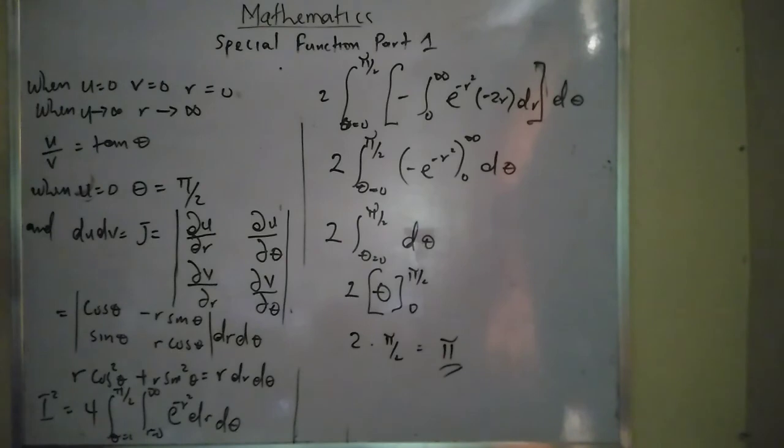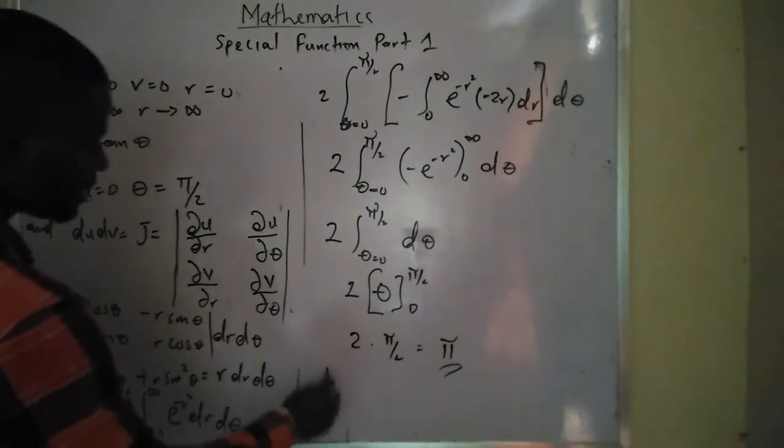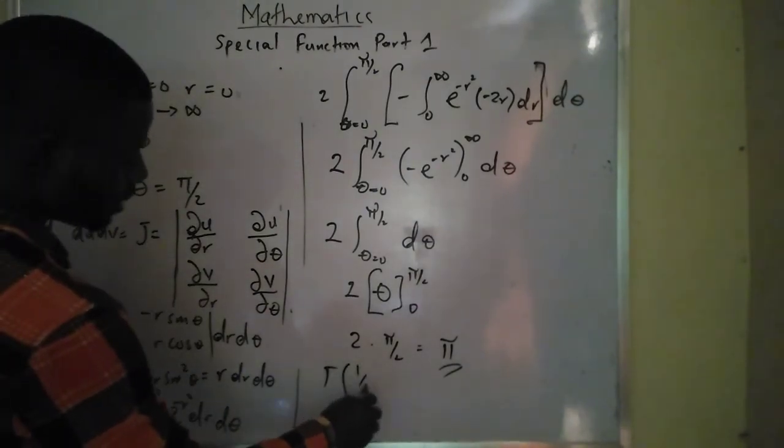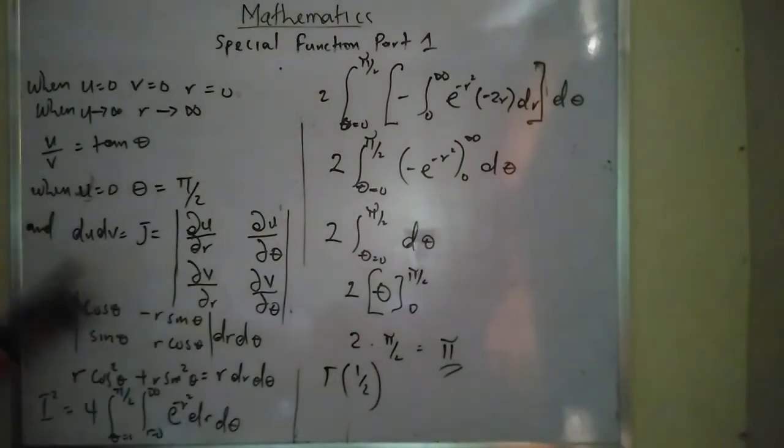Before I close this part, if I'm looking for the lambda function of this, I will need to have a pi. The lambda of 1 over 2 is not the same thing as the lambda of this form.